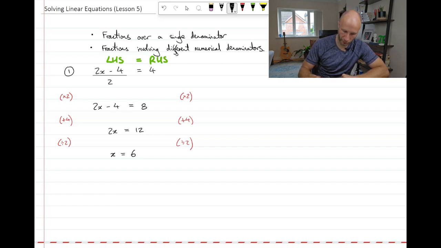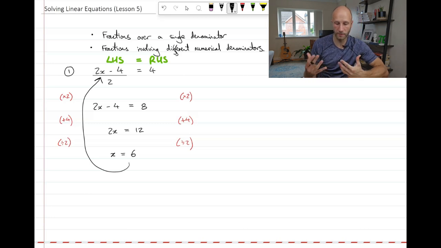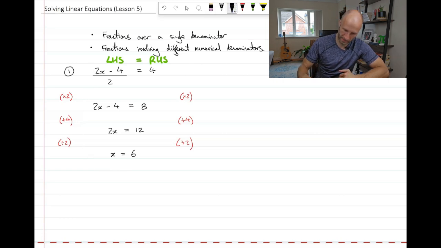And remember, if you've got time, you can always sub this back in here and check that the maths works out. 2x is 2 times x, 2 times 6 would be 12, 12 minus 4 is 8, and then 8 divided by 2 is 4.